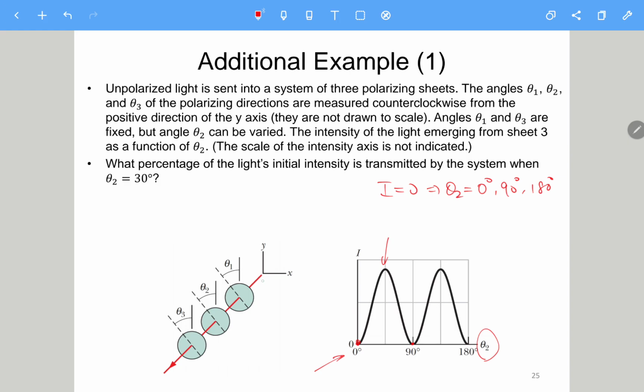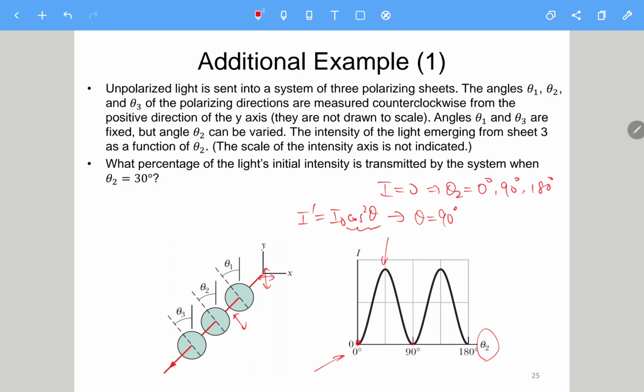Which means that at the very beginning, the light is unpolarized. After going through the first filter, we do not know this angle, but at least it is polarized. For the second filter, if it is 0, 90 or 180 degrees, no light can go through. As much as we know, we should have I prime equals I0 cosine squared of theta, and cosine of theta is 0 when theta equals 90 degrees.